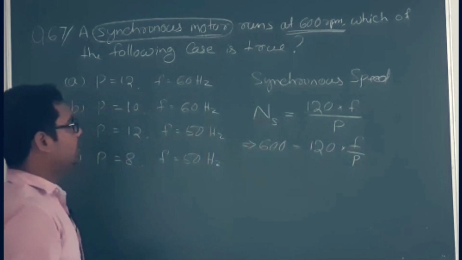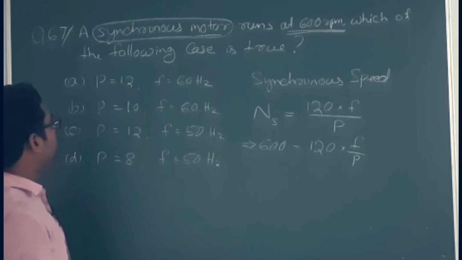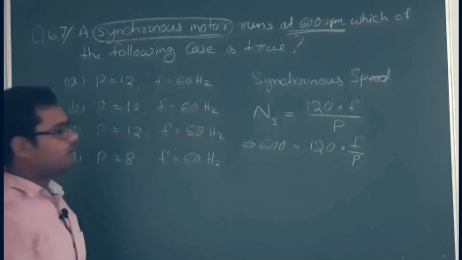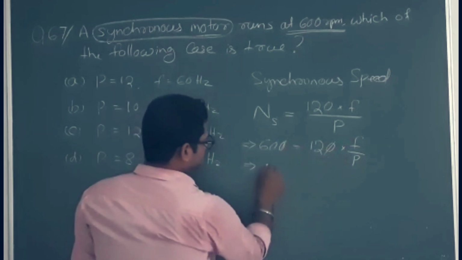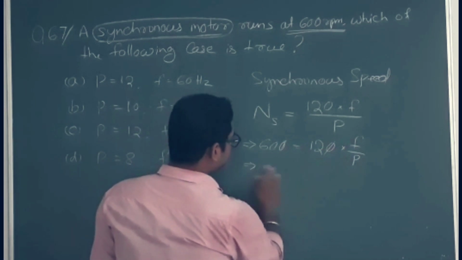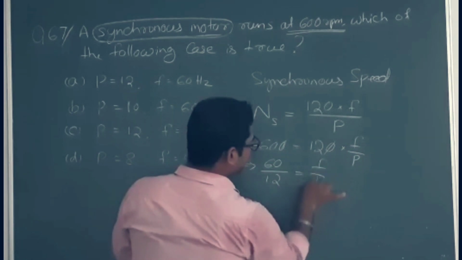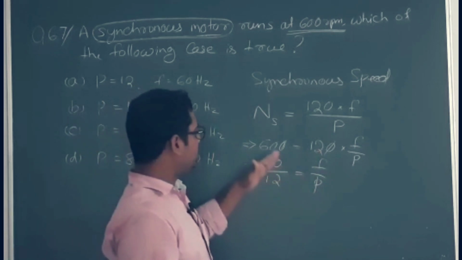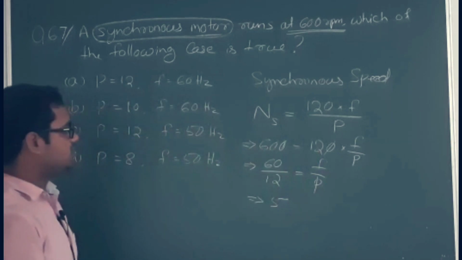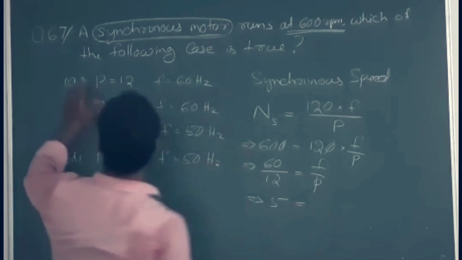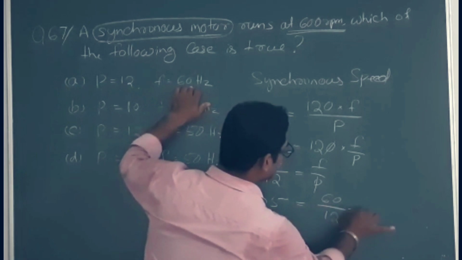Because this is a trial and error question, you have to put in the values and find out the answer. So if we solve this, I will simplify it: 600 divided by 120 is 5, so F by P equals 5. So what is the value of F by P? Then put the value from the first option, where P is 12 and F is 60. So F divided by P is 60 divided by 12. So directly we are getting 5 here.